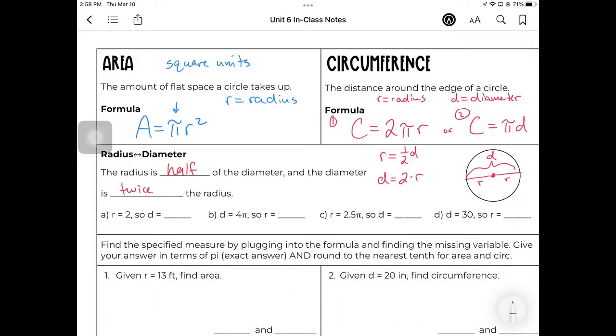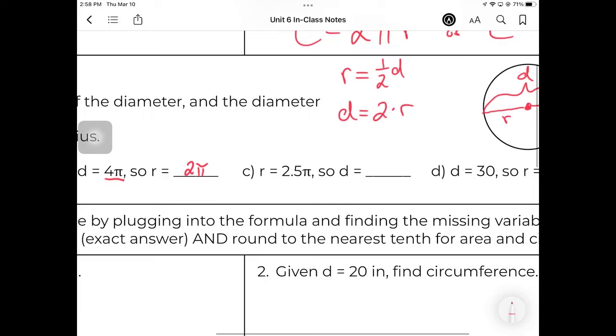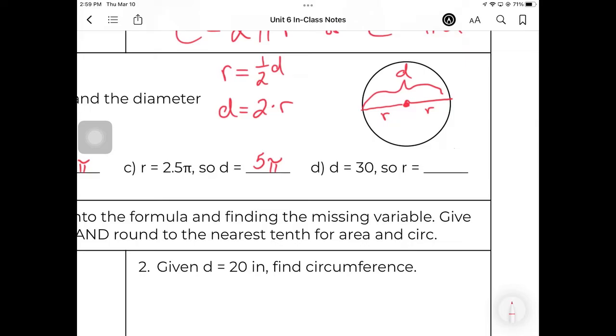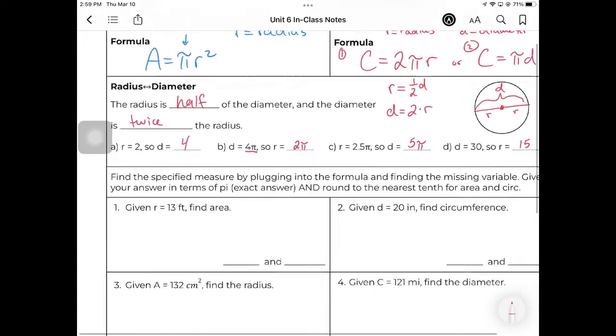Okay? So if I have a radius of 2, the diameter would be twice that, 4. If I have a diameter of 4 pi, the radius is half of that, we would call that 2 pi. If the radius of a circle is 2.5 pi, I would double that, or multiply by 2, to get the diameter, which would make it 5 pi. And if the diameter of a circle was 30, half of that would be the radius, equal to 15. So we need to use that connection between radius and diameter sometimes.